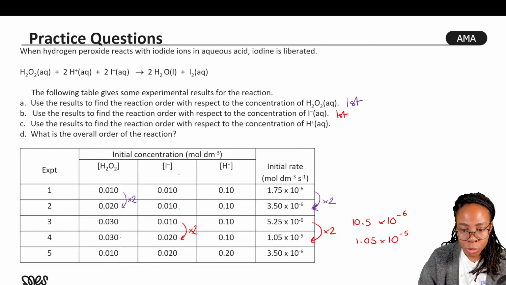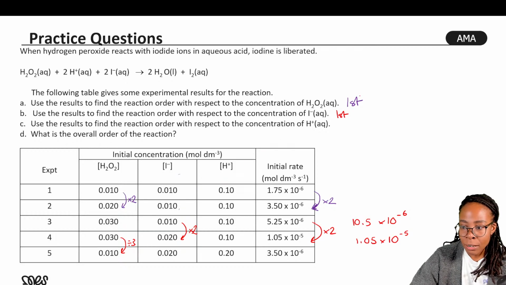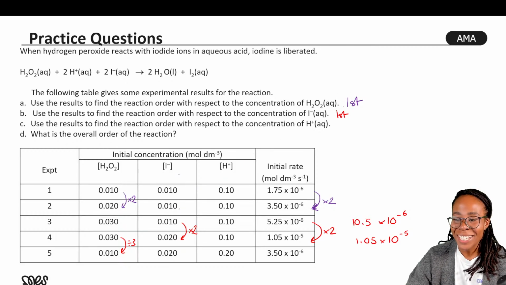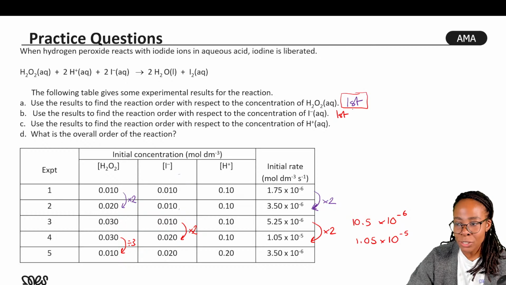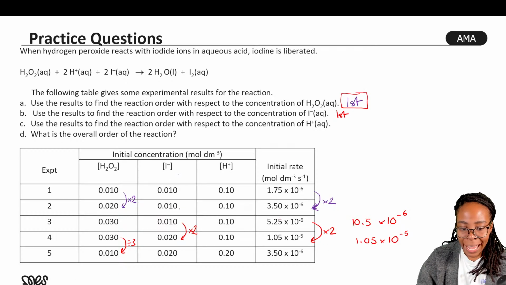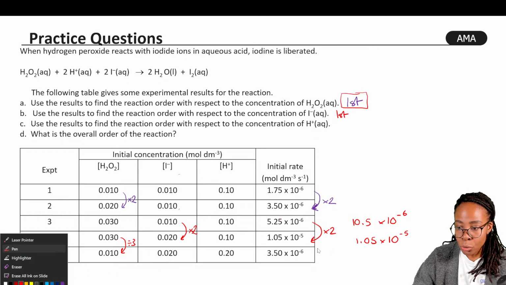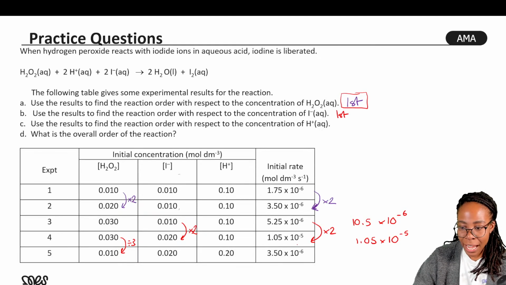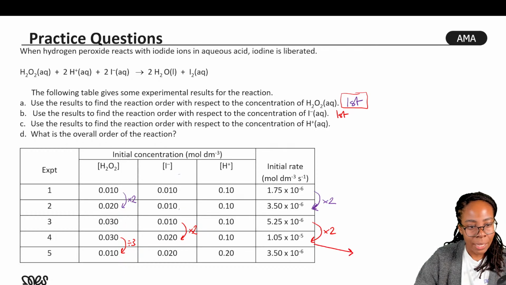The concentration of H2O2 has been divided by 3. Because we have already figured out that this is first order with respect to H2O2, what would we expect to happen to our rate based on the order that we figured out? If the concentration of H2O2 was divided by 3, we would expect that the rate does what?